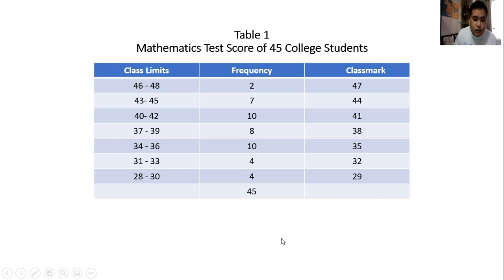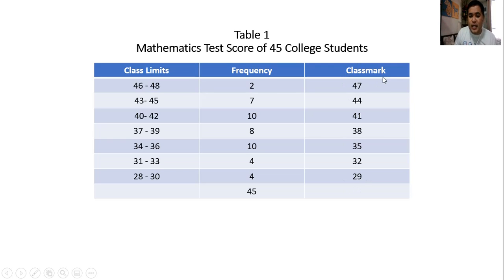Please do not forget, when you are presenting the data in a frequency distribution table, the table number. If this is the first table that you have created, then Table number 1. The appropriate title for this will be Mathematics Test Scores of 45 College Students, with the class limits that you have, then the frequency, and of course the class mark.